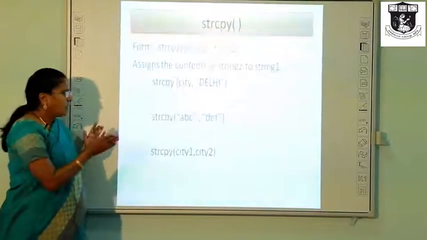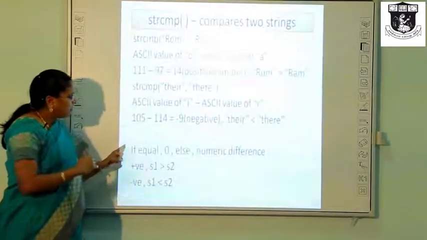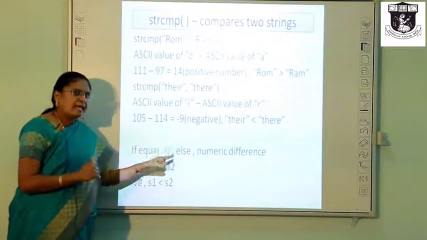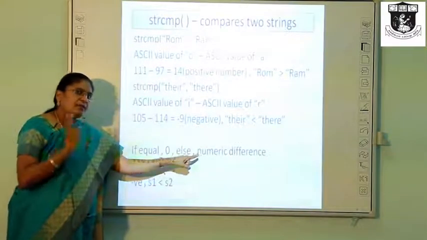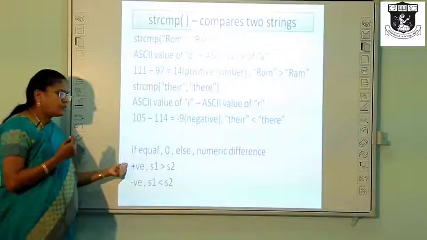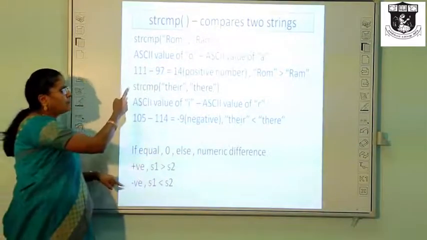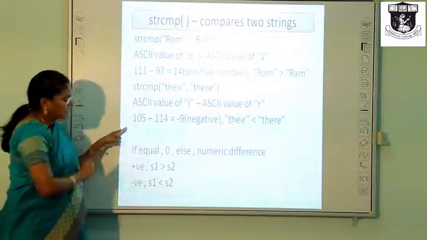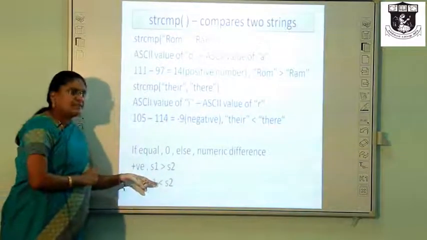So if both the strings are equal, you get a 0, else there is a numeric difference. The numeric difference can be of 2 types, positive or negative. The positive one we have seen on the top, which means string 1 is greater than string 2. If it is negative, string 1 is less than string 2.